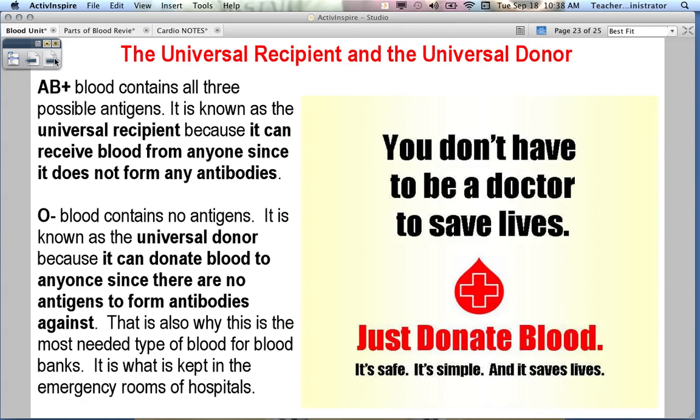So then it doesn't form any antibodies against any of those antigens because it already has them. So it can receive from anyone. On the opposite end is the universal donor, which is O negative. That's the blood type that can donate to anyone.